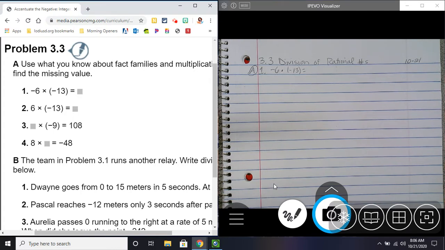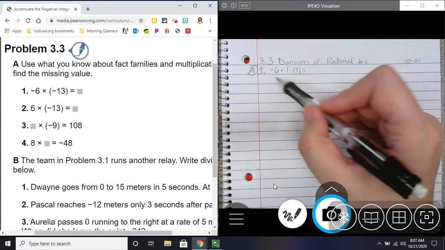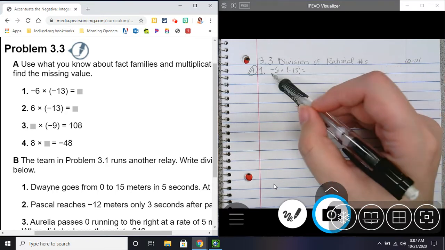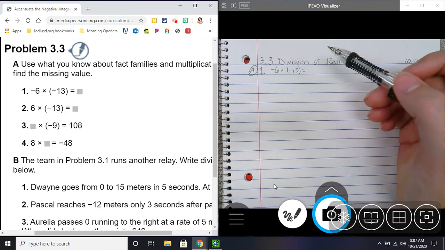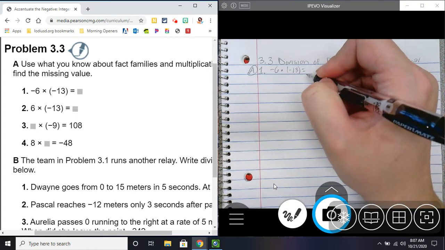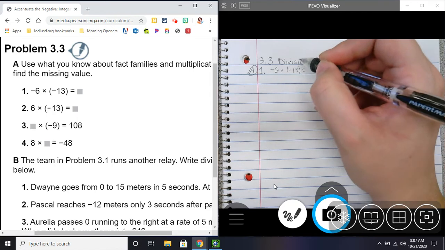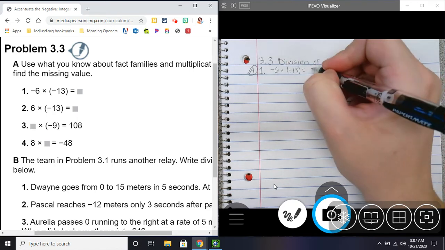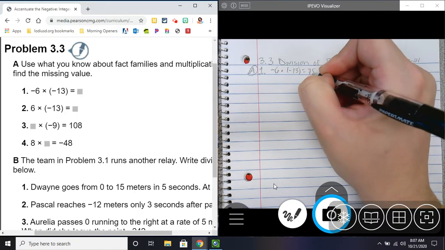So first, like they said, they want you to find the other part of the fact family. Remember, fact families are basically like using the same numbers but rewriting it using multiplication and division. And you can remember also that multiplication is commutative, so -13 times -6 is exactly the same thing. So this answer here would be a negative times a negative is a positive, so it's going to be positive 78.